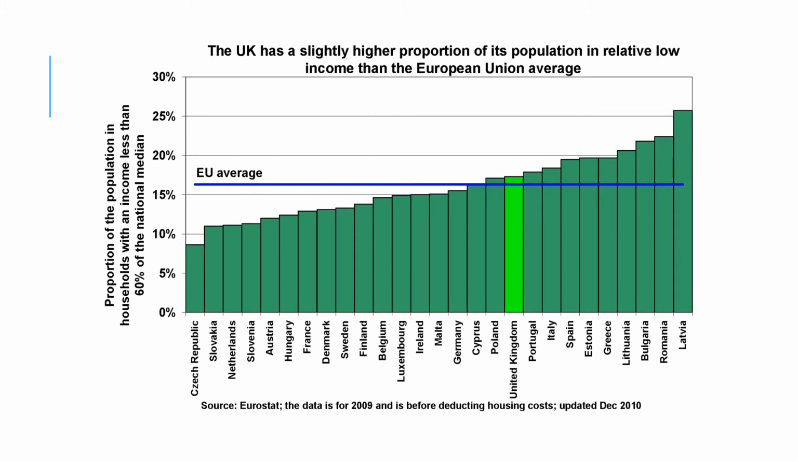If we were to have a look at how this compares across Europe, we can see that the UK is broadly in line. Down this end, we have a smaller percentage of the population who have less than 60% of the median income. This tells us that there is a slightly more equal distribution of income in these countries. So Czech Republic, Slovakia, Netherlands, Slovenia. At the far end, on the right-hand side, here we have higher levels of relative poverty. So, for example, Greece, Lithuania, Bulgaria, Romania, Latvia.